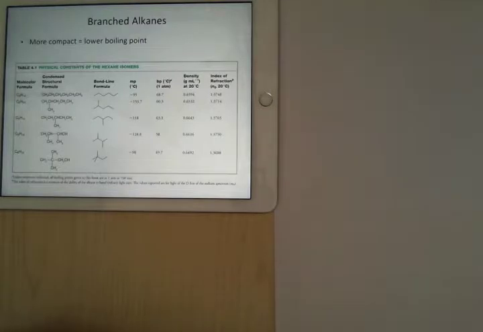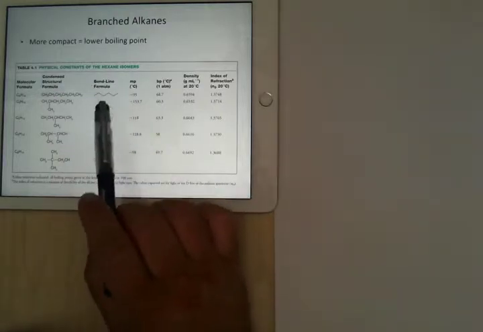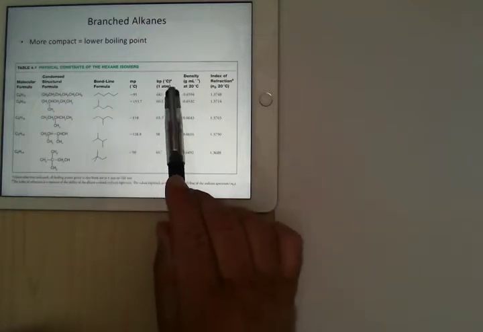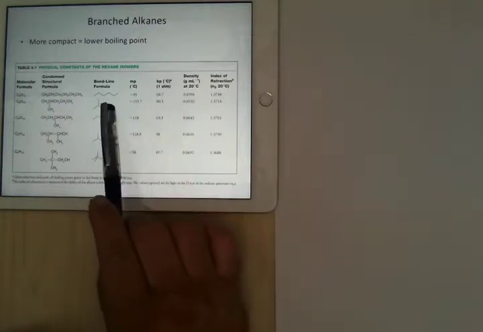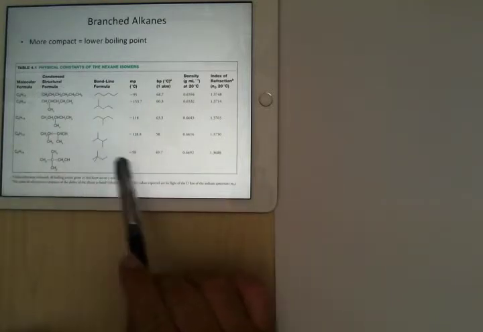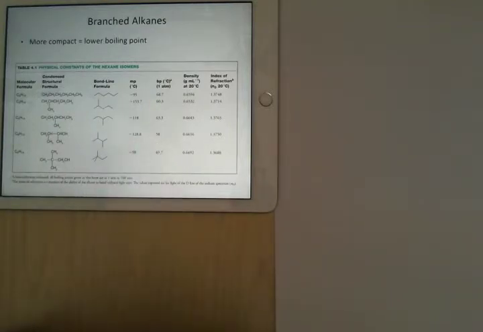So, as we learned in previous chapters, the more compact the molecule is, the lower the boiling point. So the farther it's stretched out, something like this, this is hexane here, and so it's got a fairly high boiling point. But as you come down, they all have six carbons. When you get down to here, it has a much lower boiling point.